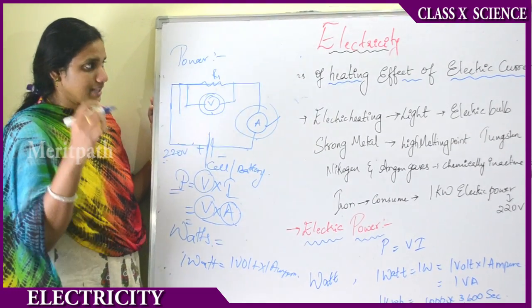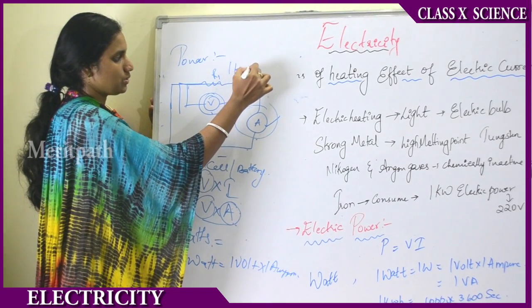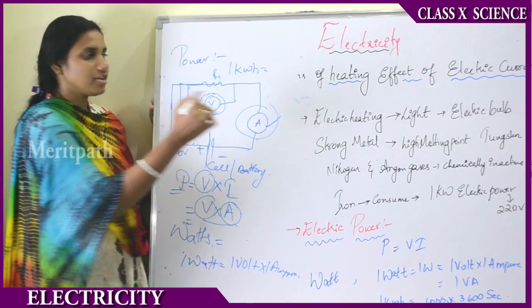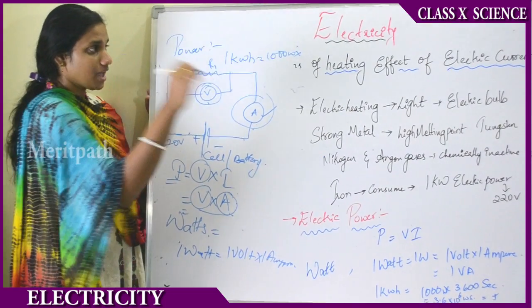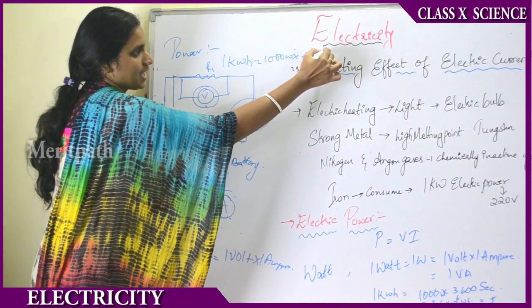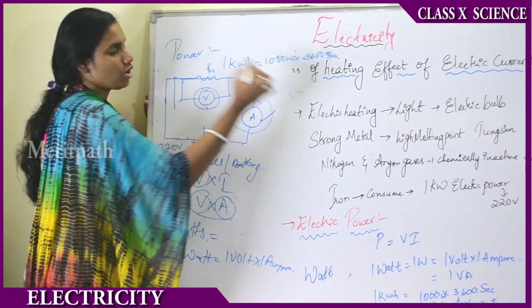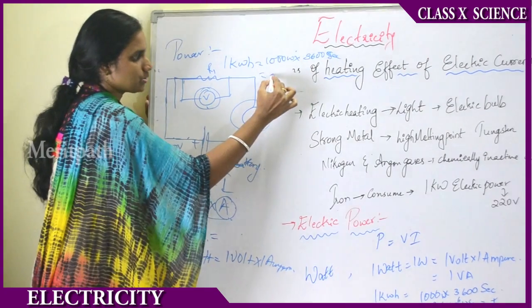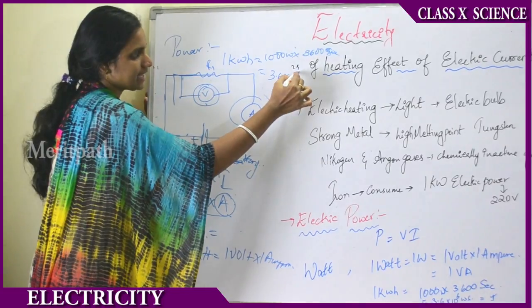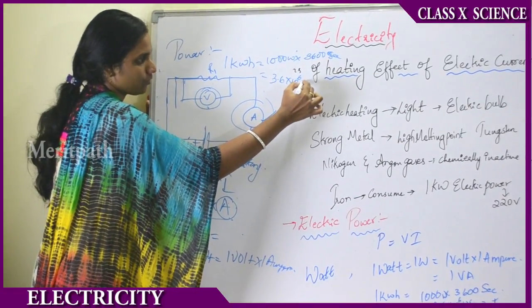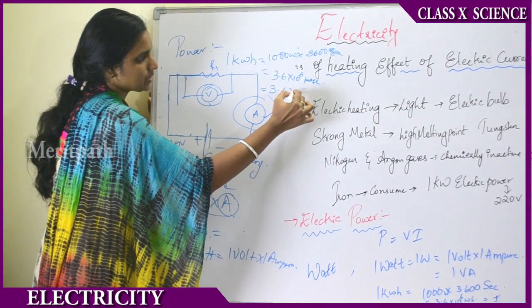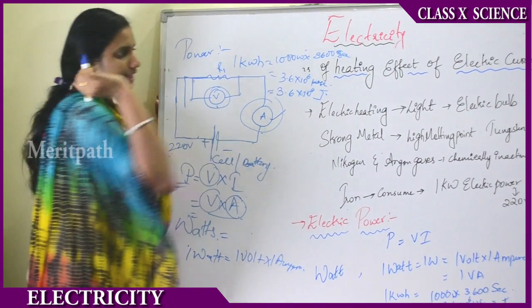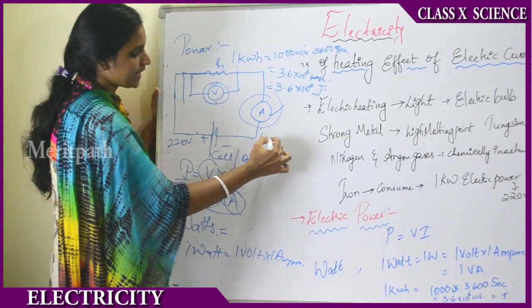Now we will see the kilowatt hour also. 1 kilowatt hour means 1000 watts into 3600 seconds. That gives us 1 kilowatt hour, which equals 3.6 into 10 to the power 6 kilowatt seconds, converted into 3.6 into 10 to the power 6 joules. That is, the other unit of watt second is the joule.